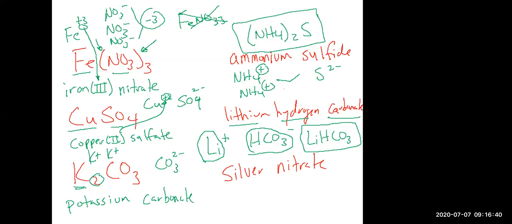And lastly here we have silver, which again, transition metal, but does have a fixed charge of +1 always. Nitrate is our NO3-, also a -1 charge. So in this case, just need 1 of each, AgNO3. Any questions on any of those there?